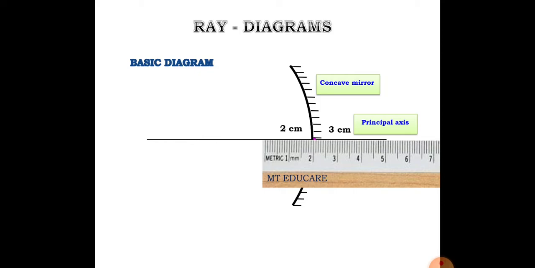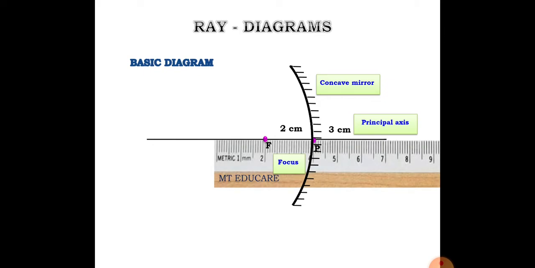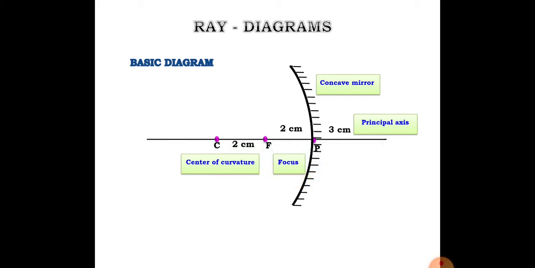now again you will take a distance of about 2 centimeter, and you will mark a point. First point will be the F, that is focus, and the same distance again you will take, and you will mark a point C, that is the center of curvature. So these are the basic things that you have to remember. First of all draw a straight line, the principal axis, and after 3 centimeter distance you keep a protector and draw a concave mirror, and after that you plot the 2 points F and C on the principal axis at a distance of 2 centimeter. Okay, so remember these important points.